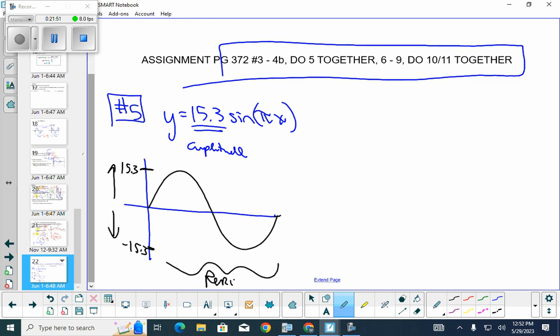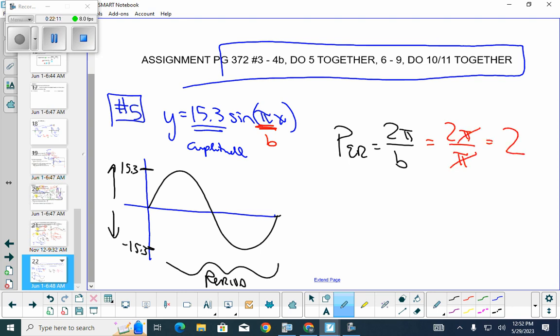is the length of the cycle. So on your formula sheet, you've got that formula. This right here, that is your B value. So you're going to go 2 pi divided by pi. And you get out 2. So that means from start to finish is 2.